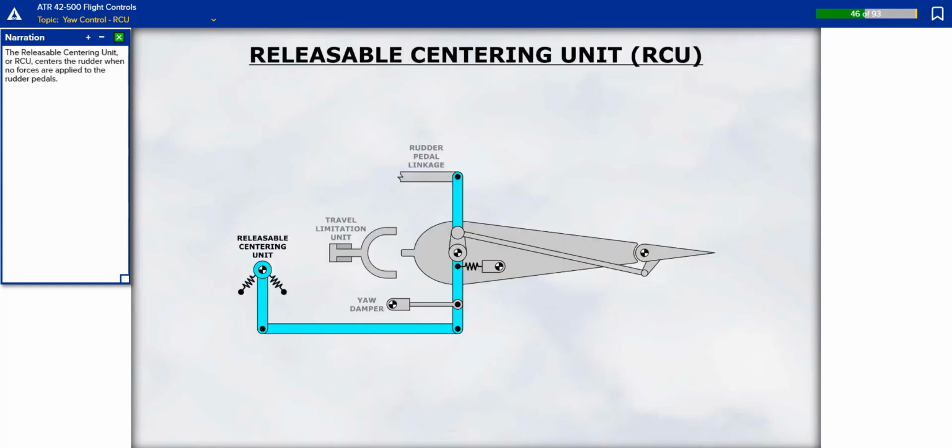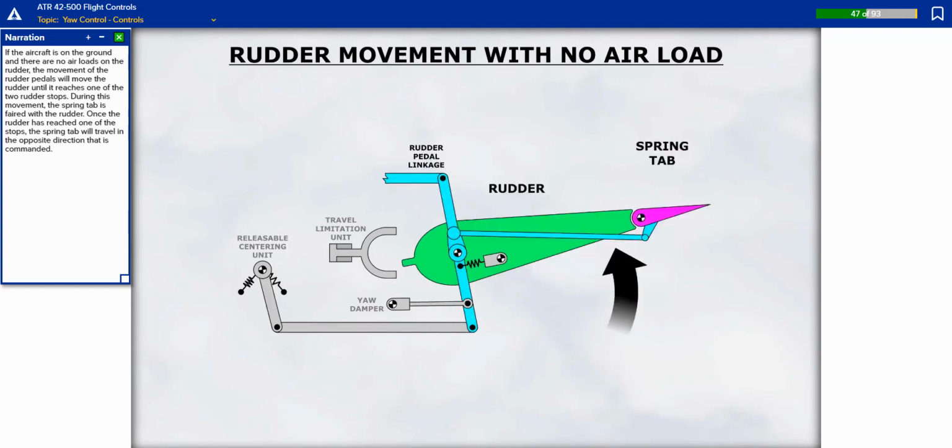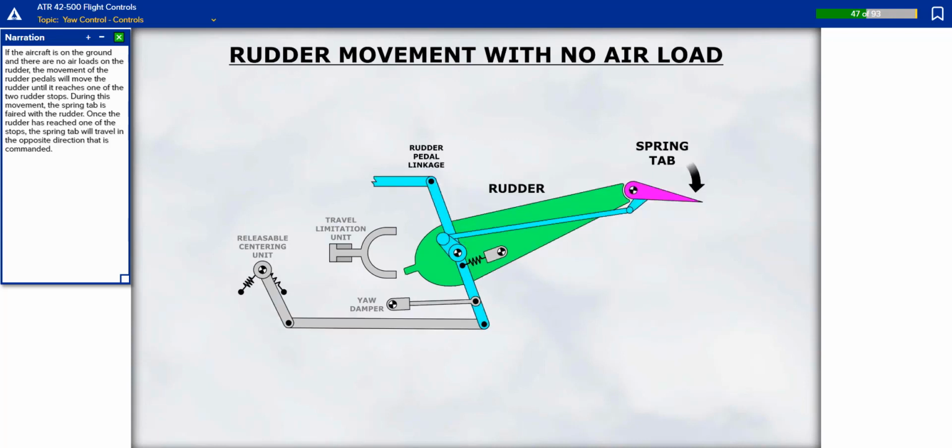The releasable centering unit, or RCU, centers the rudder when no forces are applied to the rudder pedals. If the aircraft is on the ground and there are no air loads on the rudder, the movement of the rudder pedals will move the rudder until it reaches one of the 2 rudder stops. During this movement, the spring tab is faired with the rudder. Once the rudder has reached one of the stops, the spring tab will travel in the opposite direction as commanded.